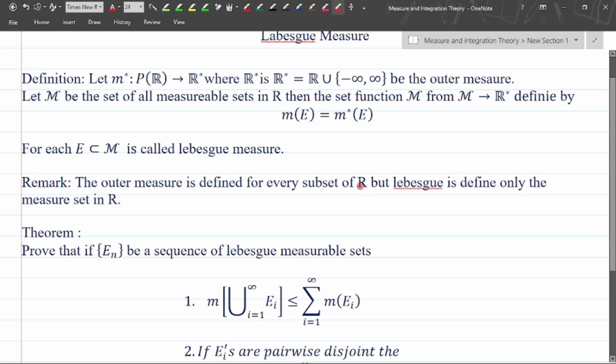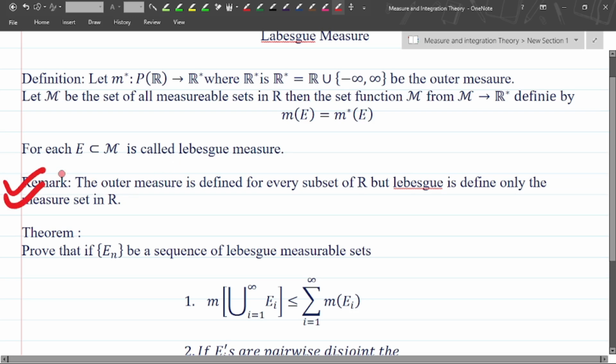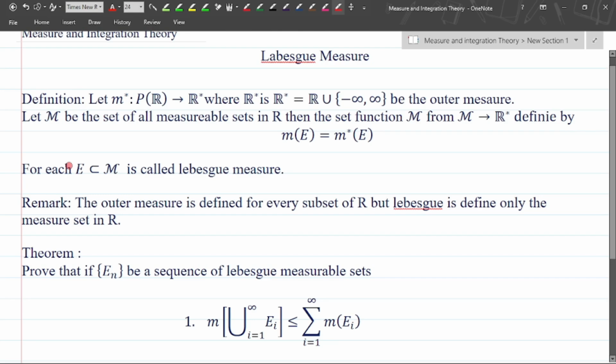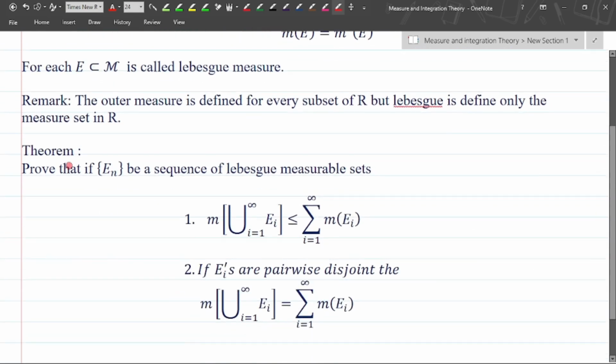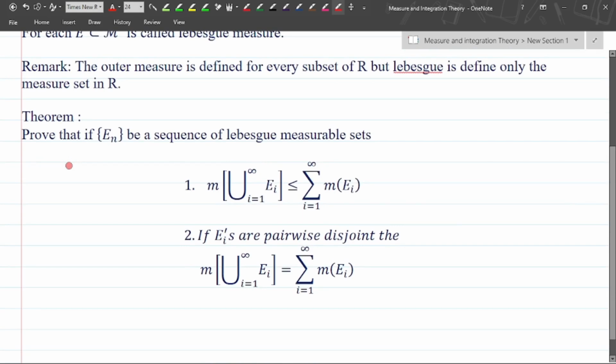It means the outer measure is defined for every subset, but the Lebesgue measure is defined only for those subsets that are measurable sets in the real numbers. Okay, so this is the most important difference between the Lebesgue measure and just the outer measure. There is a theorem: if En is a sequence of Lebesgue measurable sets, then we will prove these two results.